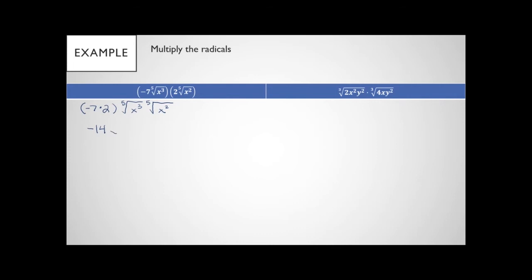And whenever I have variables, I always want to combine those together. So that's going to be x cubed times x squared into the fifth root. So they're both fifth roots, so I can combine those into the same symbol. Now with the fifth root, you want to group things in exponents of 5 because we want to try to cancel out the 5. So these exponents, when you multiply them, the exponents add. So I have my -14, I have my fifth root, and then my new exponent is x to the fifth because 3 plus 2 is 5.